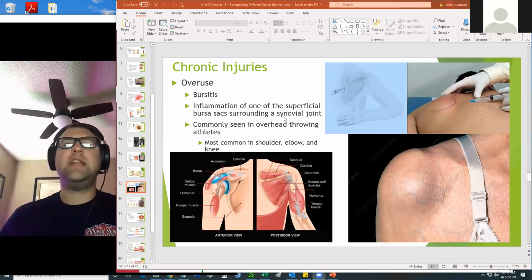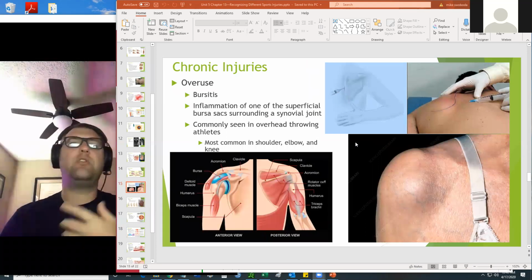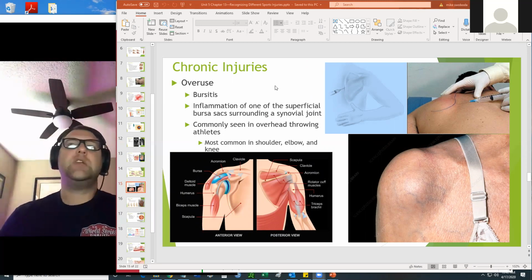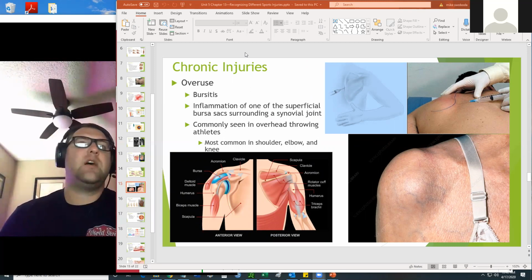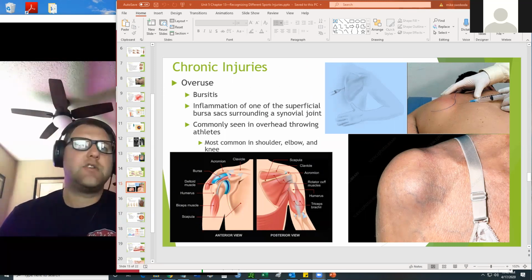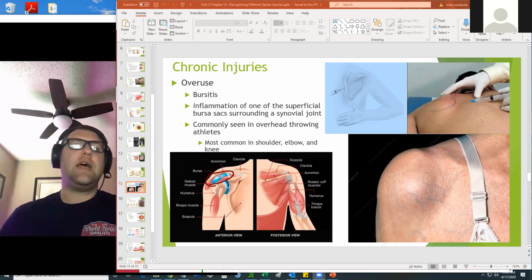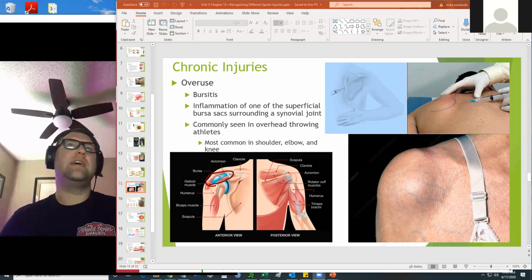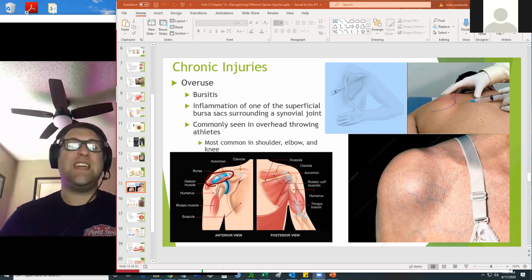Now, bursitis, usually you're only going to see this restricted to, say, the elbow, the shoulder, occasionally the knee. If you have bursitis, it's just inflammation of what's known as the bursa sacs. So you have a bursa that lines most all of your joints. Its primary function is to lubricate the joint, provide some stability and some shock resistance, but this should have the consistency of snot.